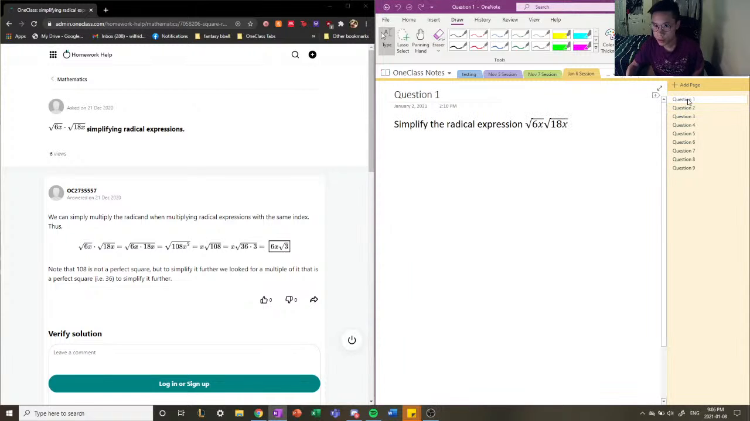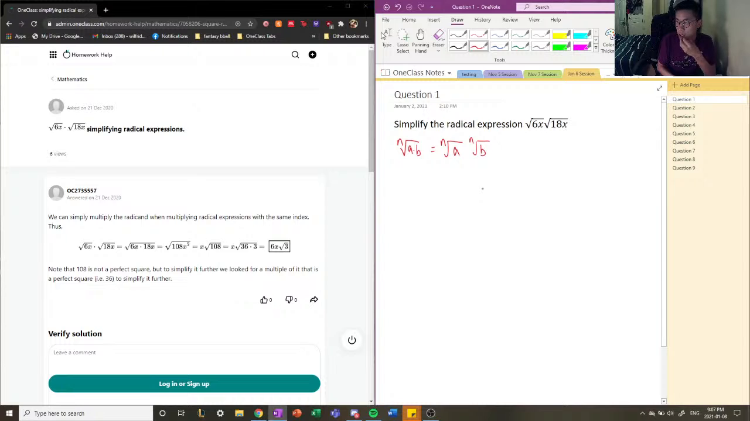The first question reads, simplify the radical expression root 6x times root 18x. We're going to use two properties of the root function to help us simplify this radical expression. The first principle is that the root of the product of two numbers, a times b, is also equivalent to the root of a with index n times the root of b with index n.